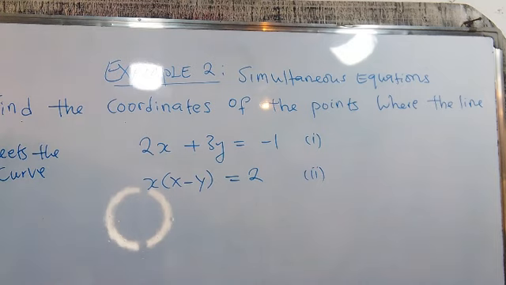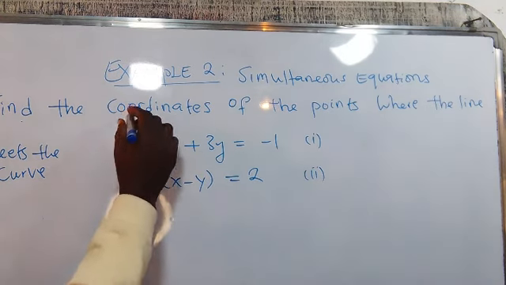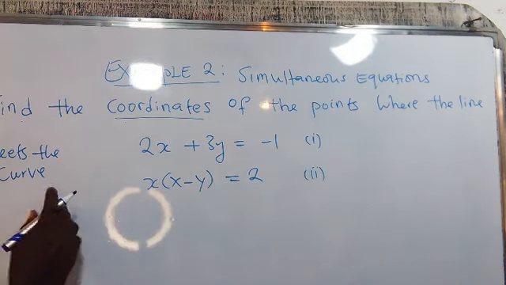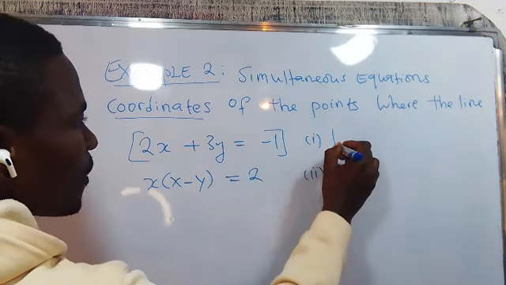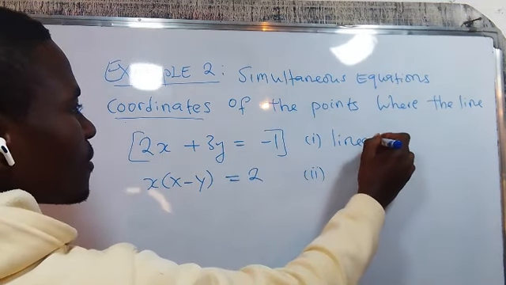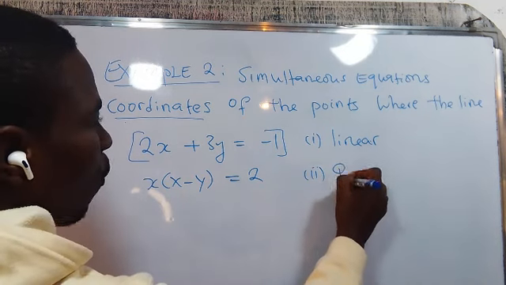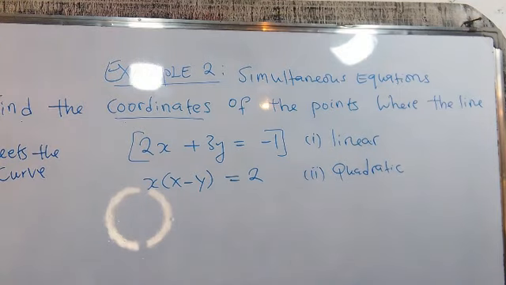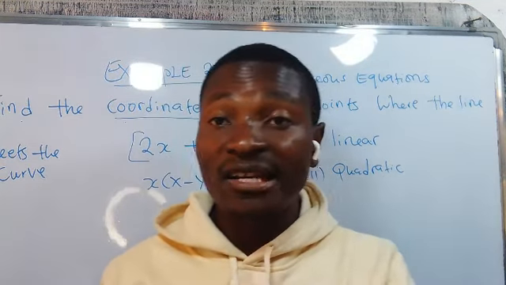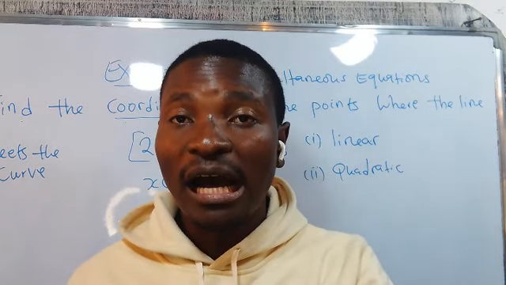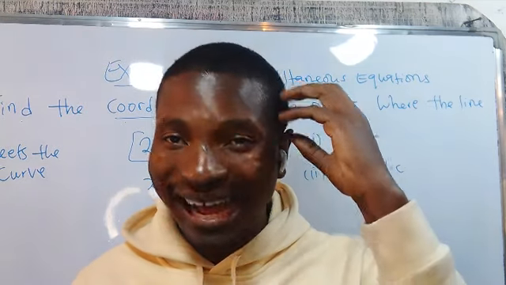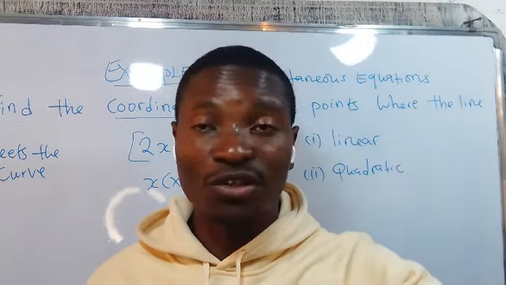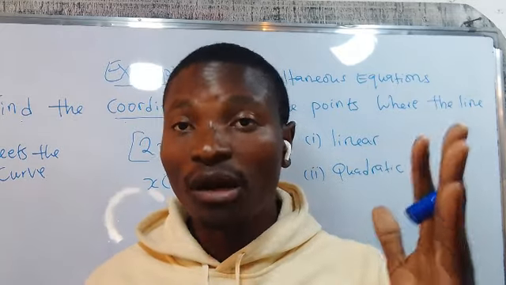Now, first of all, read the question and understand it. It says, find the coordinates of the points where the line meets the curve. So this is a linear equation, and this is a quadratic. You have to be able to identify what it is that you are solving and what concepts you must understand, so that you have a clear picture of what you're supposed to do and where exactly you are going.